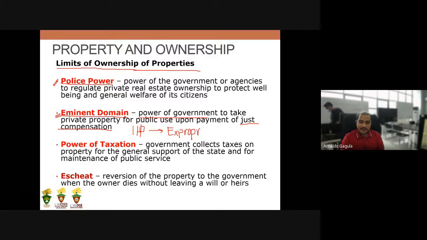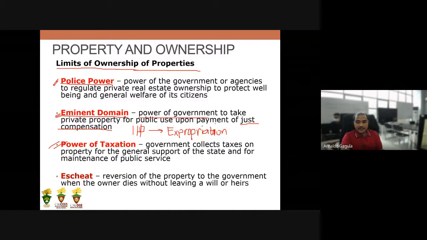Expropriation. Process niya. Process sa pagkuha. Modes of acquiring the specific parcel. Expropriation. Okay. Next is the power of taxation.